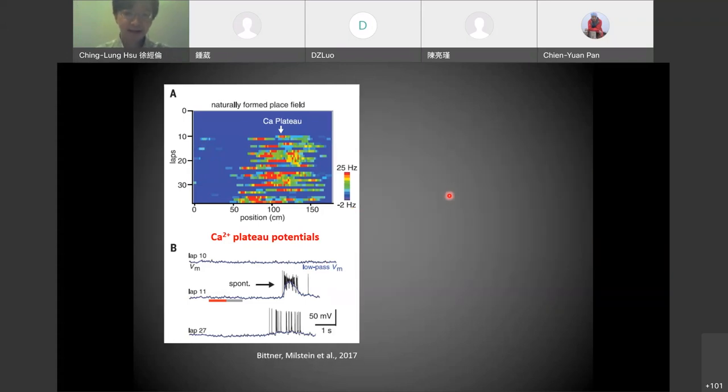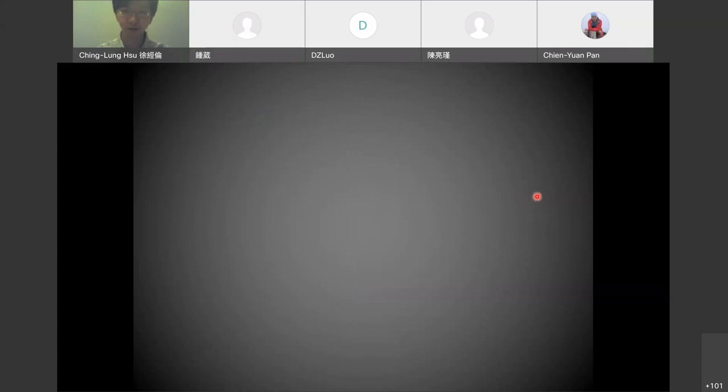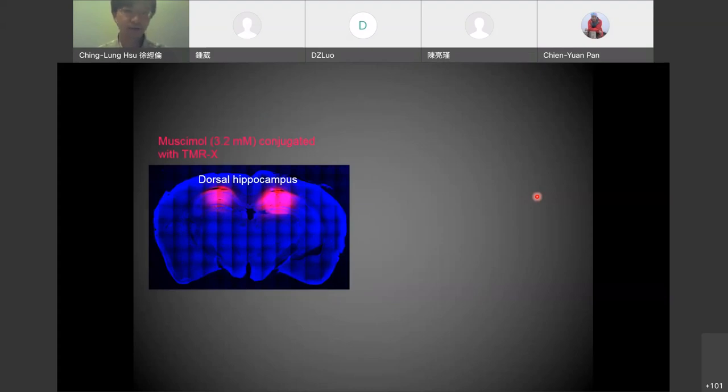Okay. But remember, this task is a passive task. The animal doesn't have to remember anything to perform the task. So the question is whether the pure place cell mechanism of plateau can also be used to trigger a higher dimensional representation, like the context-dependent place cell I just mentioned, in a more complex task. And I think this is an interesting question, not only from the learning perspective, but also because this selective potentiation of presynaptic input by the plasticity provides us a window to look into the properties of the presynaptic network mechanism, which I will talk about in a few minutes.